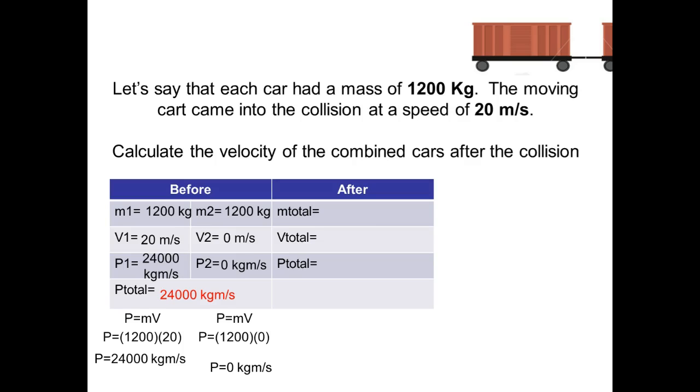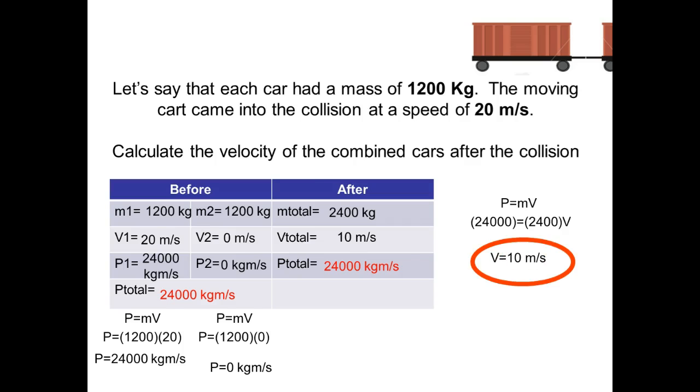If there's two objects involved before and one object after, they both have the same momentum, so you have to add them up. So I have 24,000. The total mass is 2,400 kilograms, because when the two cars are together, we have 1,200 plus 1,200 to get 2,400. In this case, I can solve for the total velocity, the velocity that those two cars are traveling together. p equals mv, I know my total momentum, I know my mass, I'm just going to divide. 24,000 divided by 2,400 gives me 10 meters per second.